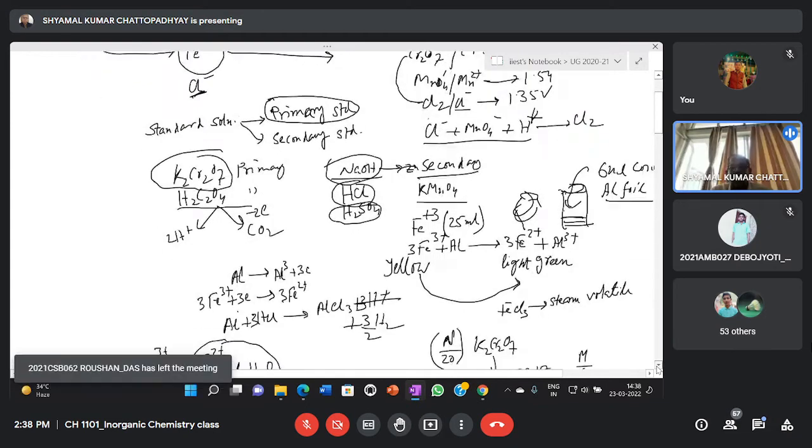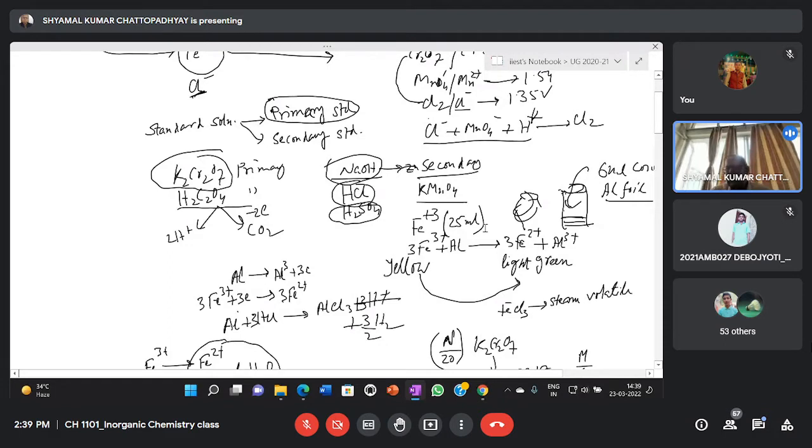Now, what is our method? What is our method of estimation? The first part is the iron estimation. So we take the supplied iron solution using a pipette. Usually we take a 25 milliliter pipette.